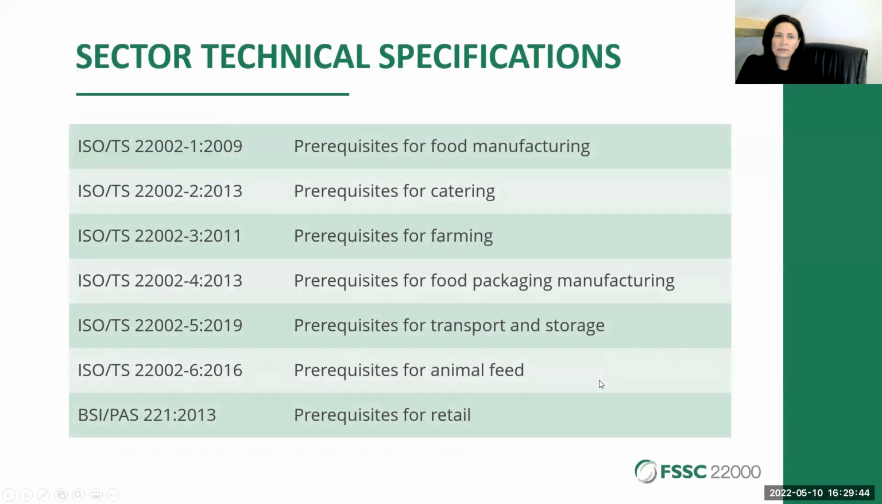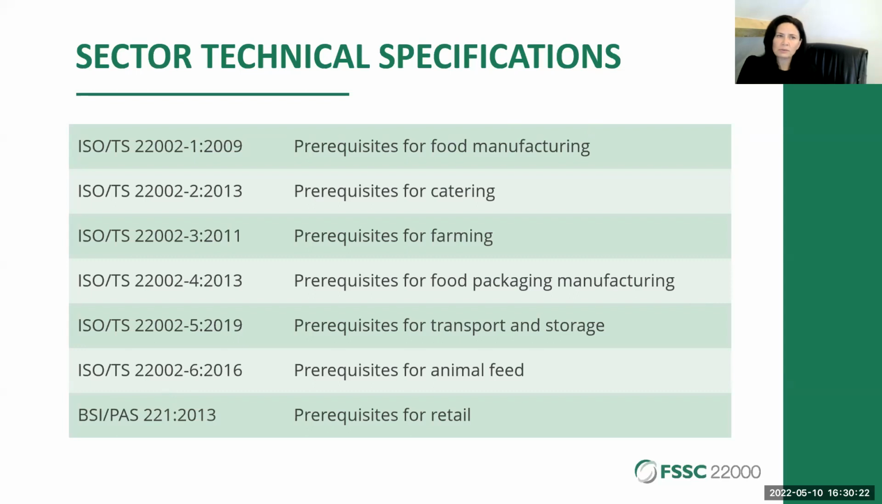And on this slide, it gives you an overview of the existing ISO technical specifications that we use. And you will see there are 6 different ones. And in some cases, we have sectors where there are no ISO technical specifications available yet. In that case, we rely on publicly available standards. For example, when you look at the prerequisite programs for retail and wholesale, we use the PAS 221. Now, all of the ISO documents you have to obtain from the ISO website.